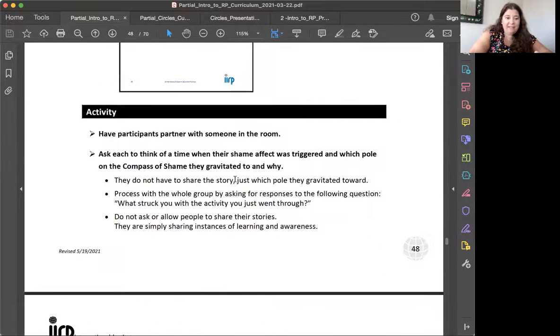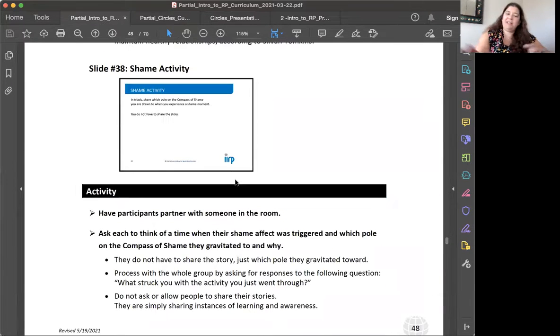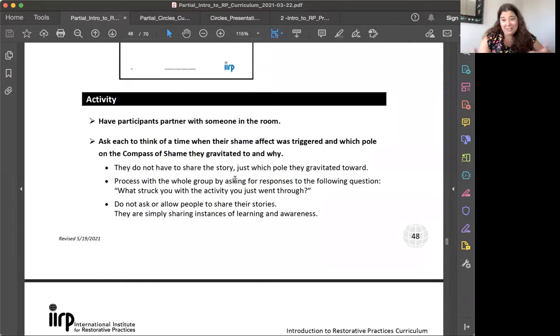The shame activity, again, I like to do this in a triad. It just gives people an opportunity to do some reflection. This is about themselves, right? So think about a time you experienced an interruption or an impediment to positive affect. What pole of the compass did you go to? I've often followed that up too with, where do you see this in your setting, right?